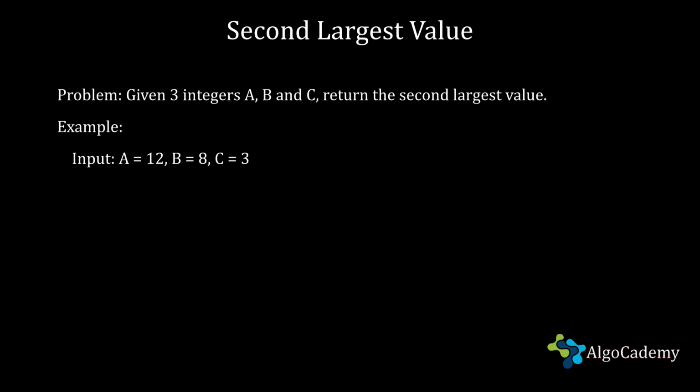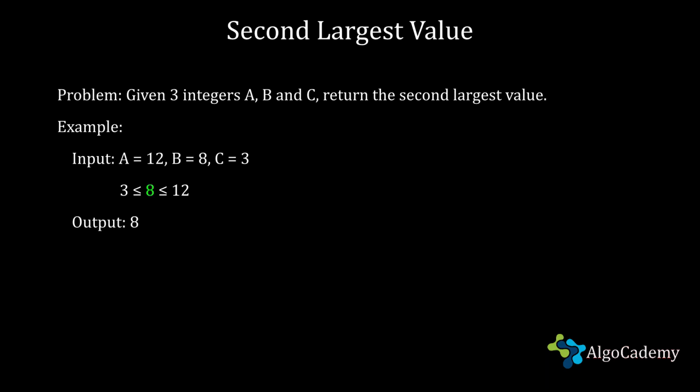Let's take another example. If a equals 12, b equals 8, and c equals 3, the numbers in ascending order are 3 less than or equal to 8 less than or equal to 12. So the second largest value is b equals 8.